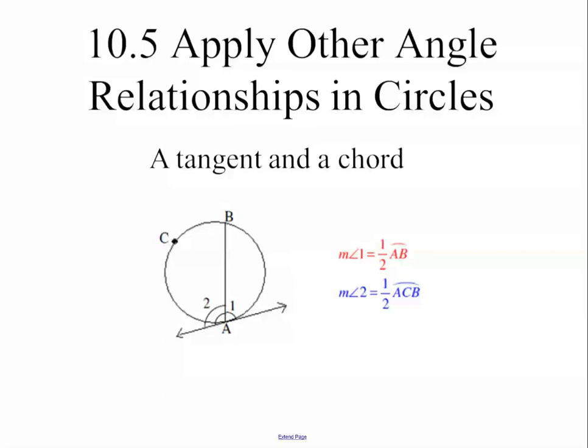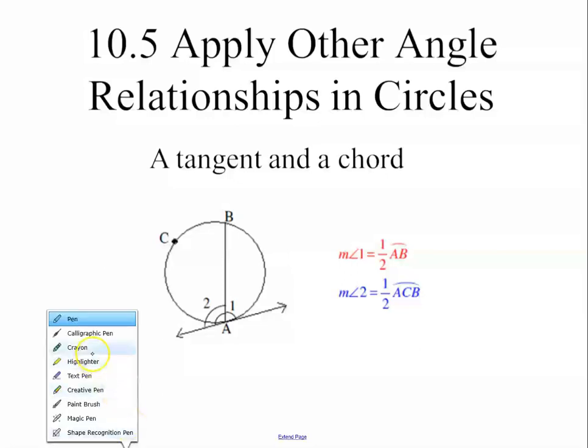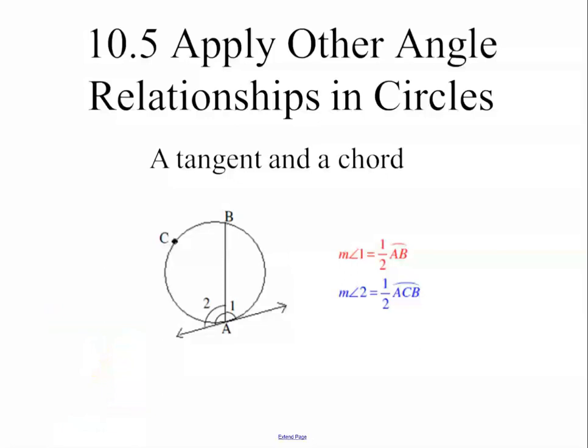Just real quick, I'll do a little bit of drawing over here. So we've talked about central angles, which is where the vertex is on the center of the circle. And in this case, we said the measure of the angle is the same as the measure of the arc. That's the only time the measure of the angle is the same as the measure of the arc. That would be central angles.